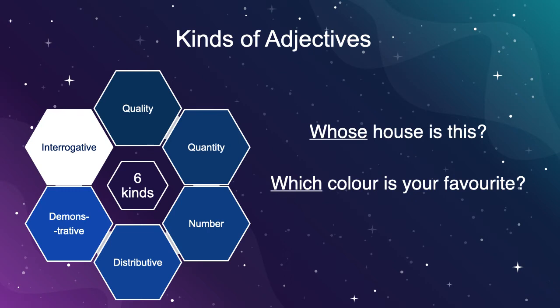They are used in the formation of questions. For example, whose house is this? And which color is your favorite? So I think children, by now you must have understood the types of adjectives. Can we move on to the next?